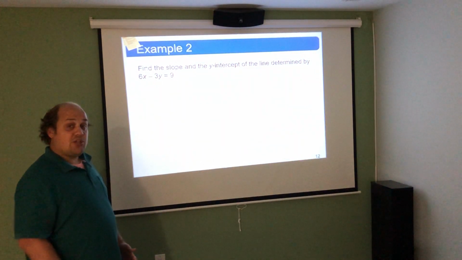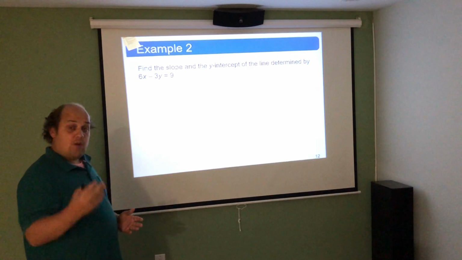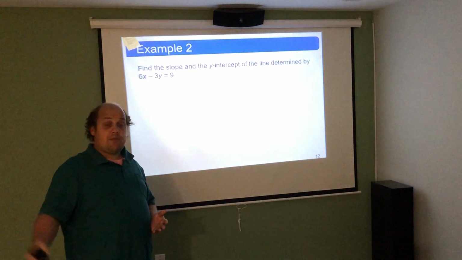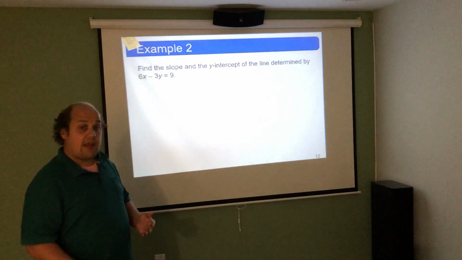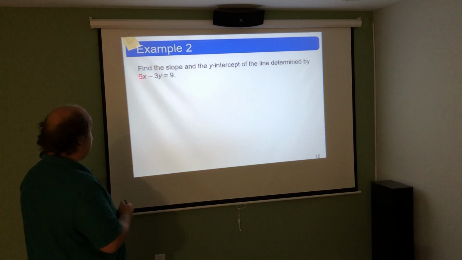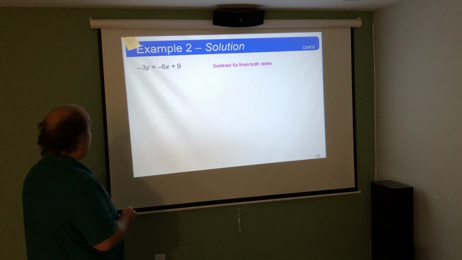If I get the equation in terms of y on the left-hand side, then on the right-hand side, whatever number is being multiplied by x will be my slope, and whatever number is being added or subtracted to x is going to end up being my y-intercept. So, first thing I need to move is this 6x. In order to move that 6x, I'm going to have to subtract 6x from both sides.